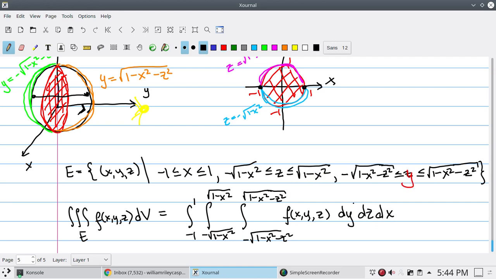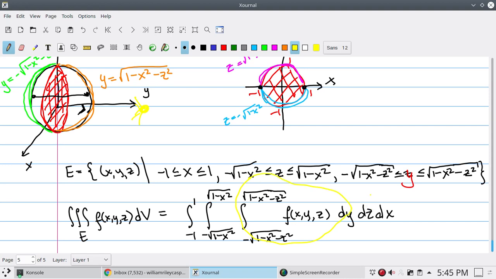And it's really good to double check right when you've written things down that everything's matching up appropriately. So that innermost integral is an integral with respect to y, so its bounds should only depend on the other two variables, x and z. And that matches up and makes sense. So this innermost integral checks out.